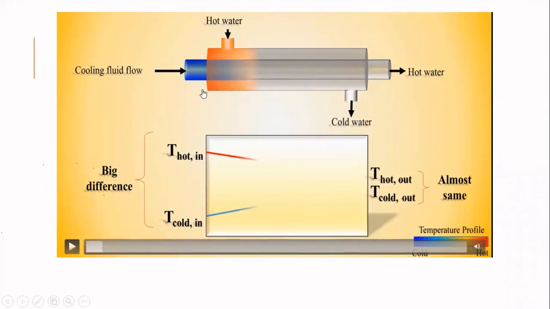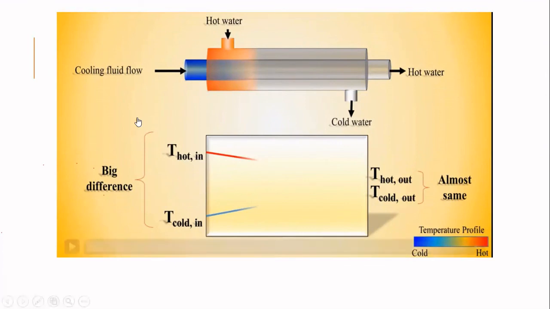Now here you can see that this cold fluid is flowing in this direction from left to right. The hot fluid will also be flowing in the same direction from left to right. So here both the fluids are flowing in the same direction. Hence this will be called as parallel flow heat exchanger. Is that part clear?